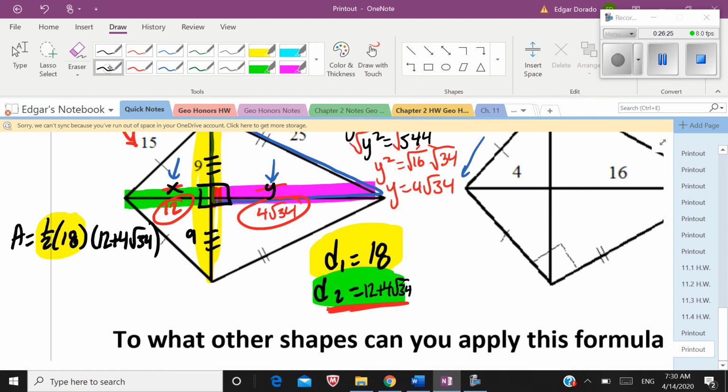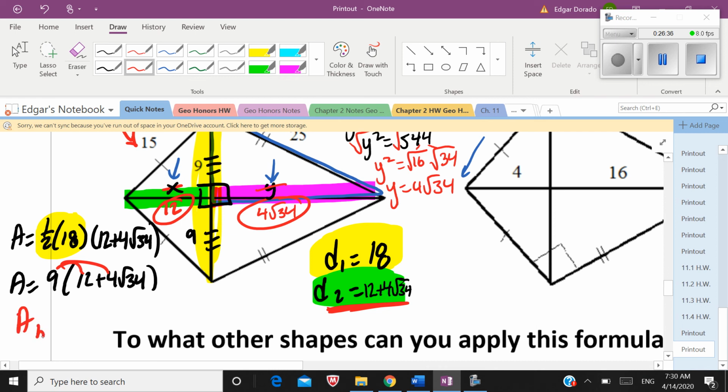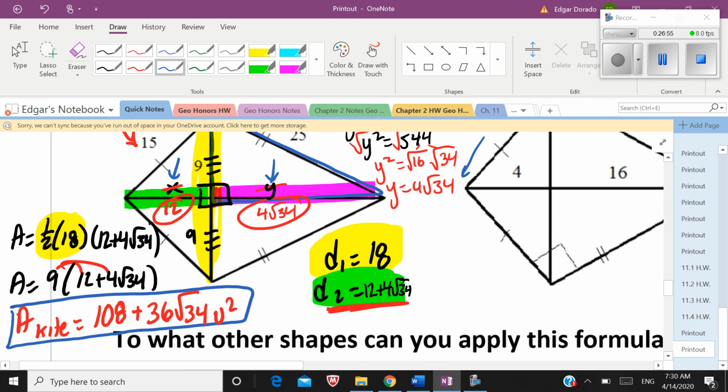1/2 times 18 is going to be 9. And then all I have to do now is distribute my 9 to both of those for a final answer of, let's see, 9 times 12. That's going to give me 108. Plus 9 times 4 is 36, and don't forget to attach that root 34. This is units squared after all, because we are looking for area, and that is it, guys. You can't simplify that anymore unless I told you to give me the answer to the nearest decimal. But for now, we can leave it as that, so let's go ahead and move on.